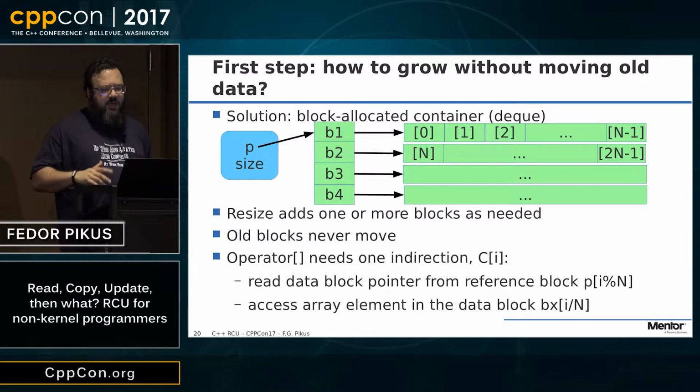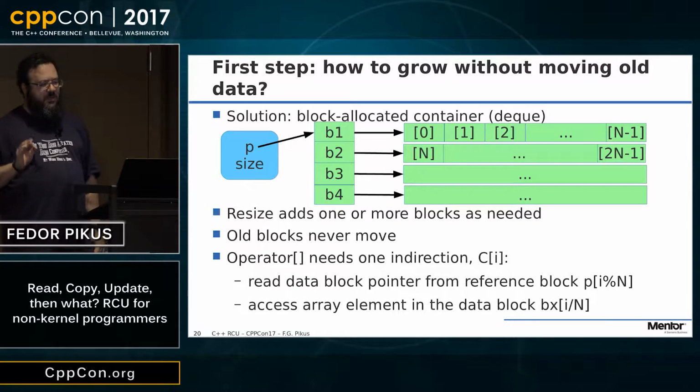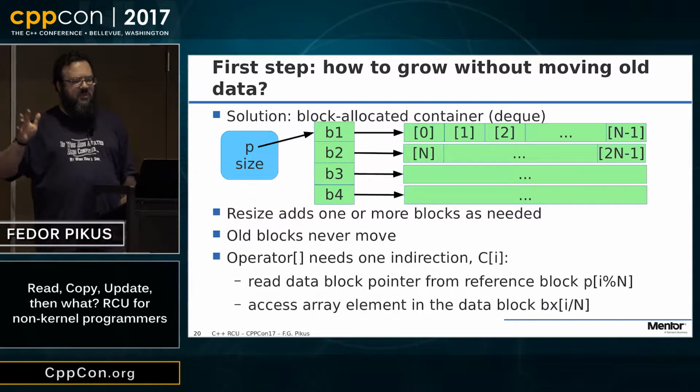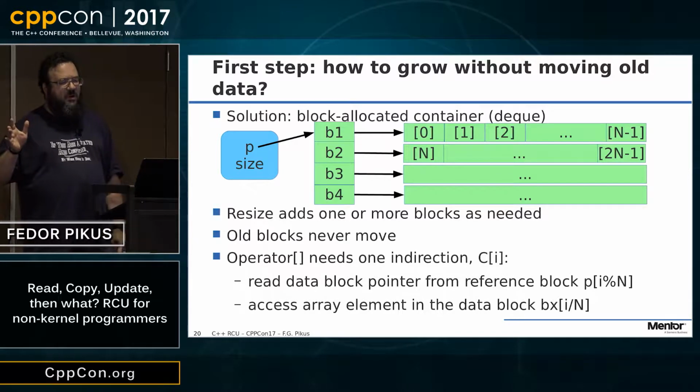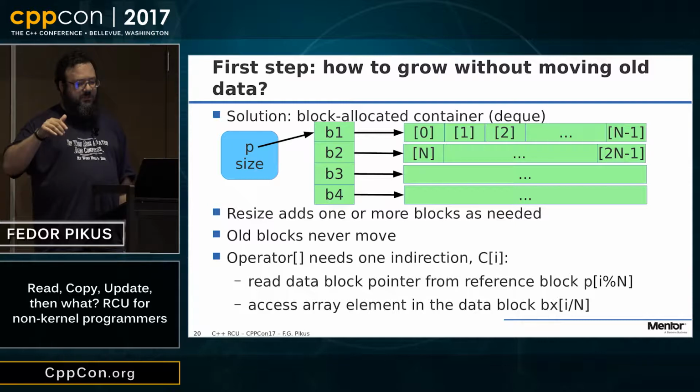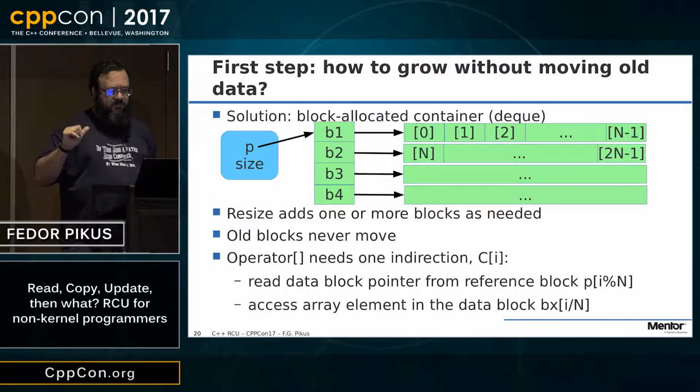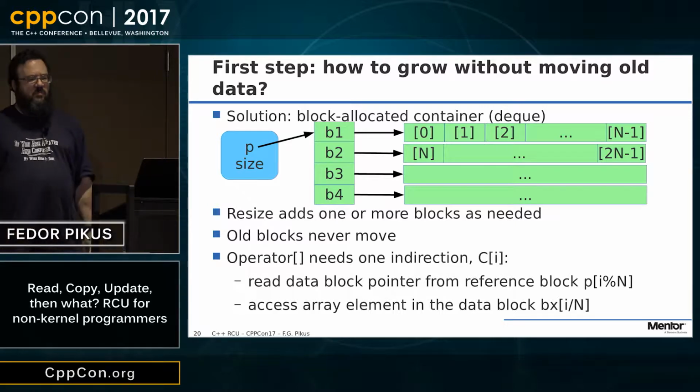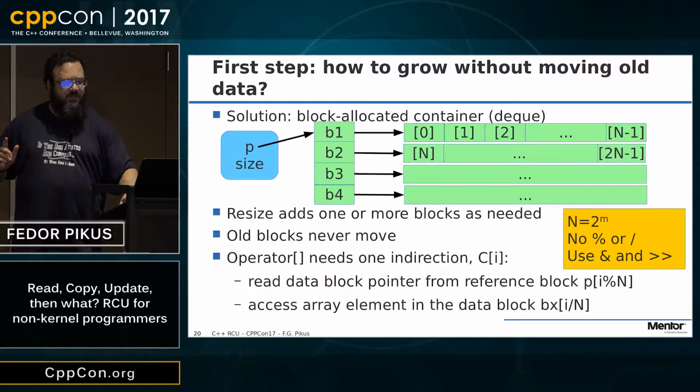Okay, so resize adds one block, or maybe more blocks if you're resizing by a lot. Old blocks never move, old data never moves. Operator square bracket does need one indirection in order to get from the index to the element. You have some index i, give me element number 5. Well, first you have to figure out which data block it's in, so you apply the division to get the index of the block, and then you do the remainder to get the position of the data in the block. If you take one thing away from this talk, please don't do this as written.